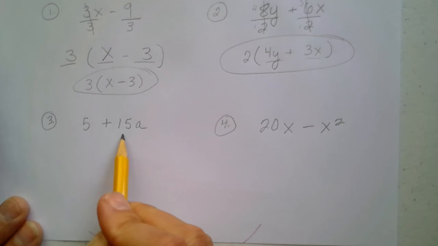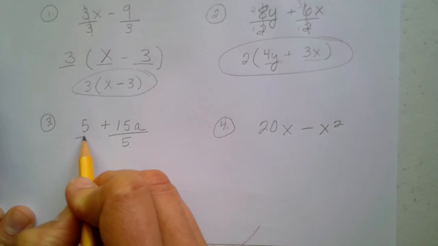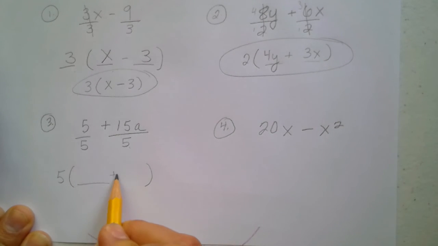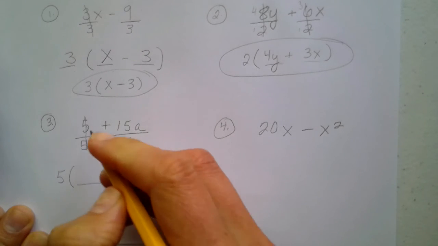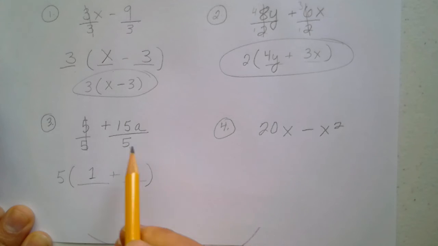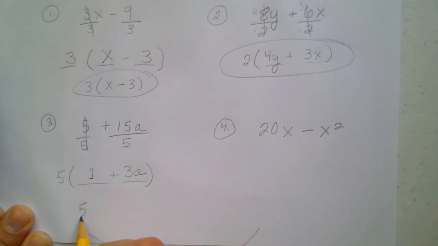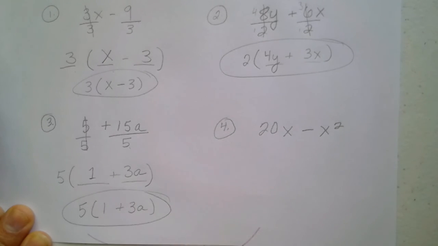What do you think the greatest common factor of these two terms are? 5 and 15a. If you said 5, you are correct. So you're going to divide both by 5. Now be careful when we pull that 5 out, and we're going to make this a sum because of the plus sign. 5 divided by 5 is 1, so there's going to be a 1 here. 15 divided by 5 is 3, so that will be an A. So the answer is 5 groups of 1 plus 3A.